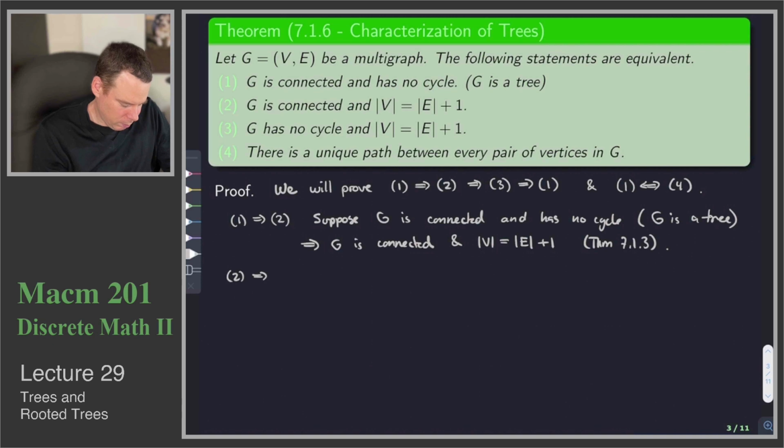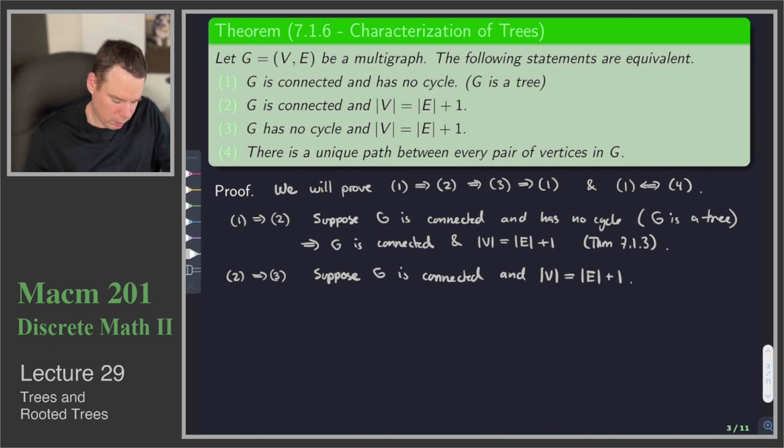Now, how do we know that 2 implies 3? So we'll assume the hypothesis for 2. So suppose G is connected and the size of the vertex set is the size of the edge set plus 1. We want to show then that it contains no cycles. So the way we're going to do that is, I'm not going to set it up this way, but this is good to think about in advance before we start the proof: suppose it did contain a cycle. Then what has to happen? Well, if it contains a cycle, I can pick an edge on that cycle and remove it, and I still have a graph that's connected.